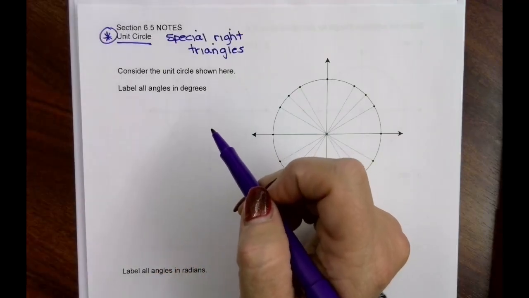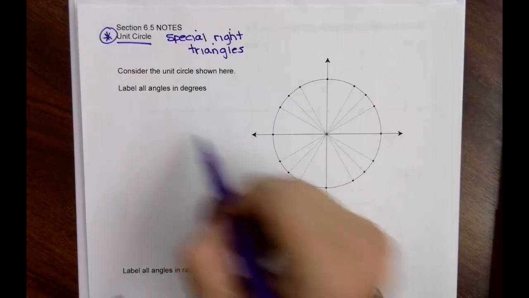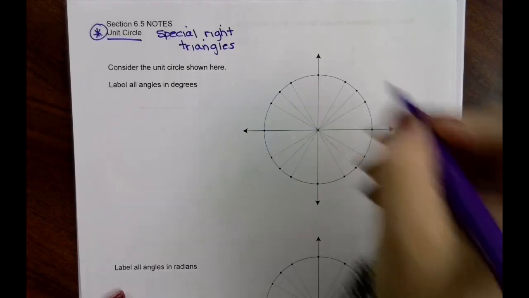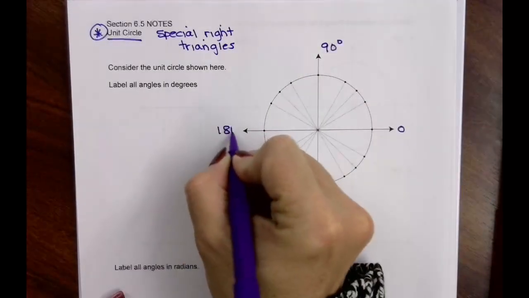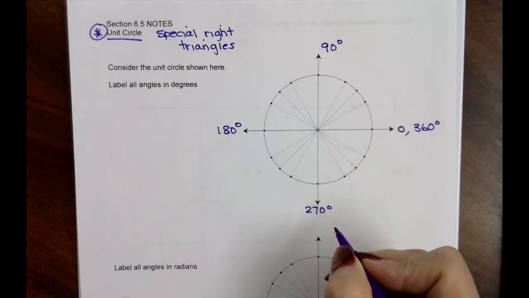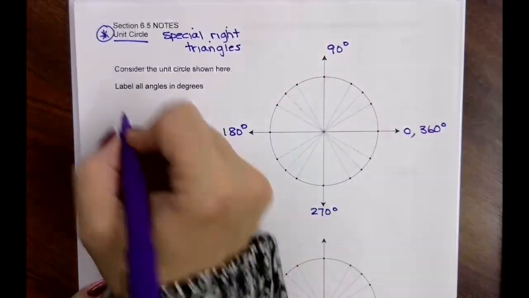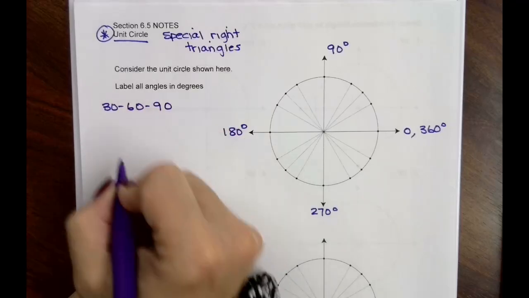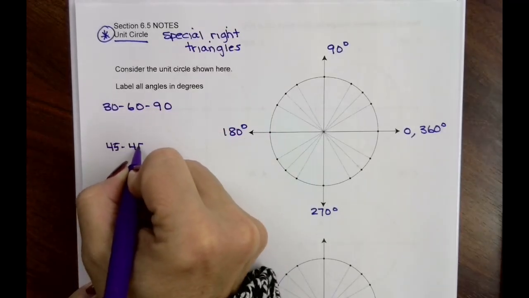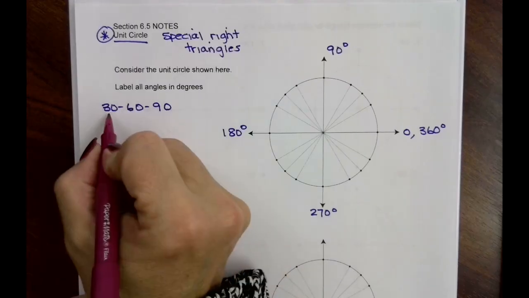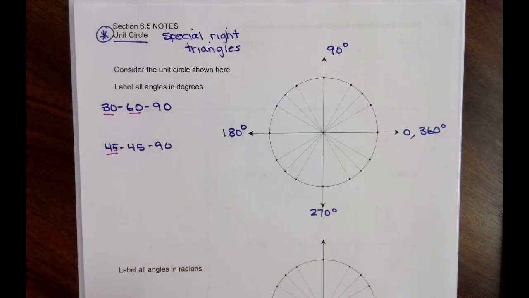So we have this first triangle, and it says label all of our important angles here in degrees. So we know the easy ones: 0, 90, 180, 270, and I come back and hit 360. Now, I have two special right triangles. I have a 30, 60, 90 triangle, and I have a 45, 45, 90 triangle. And those two things are super important because these are the angles that we've been talking about this entire unit: 30, 60, and 45. Those are the angles that we care about.